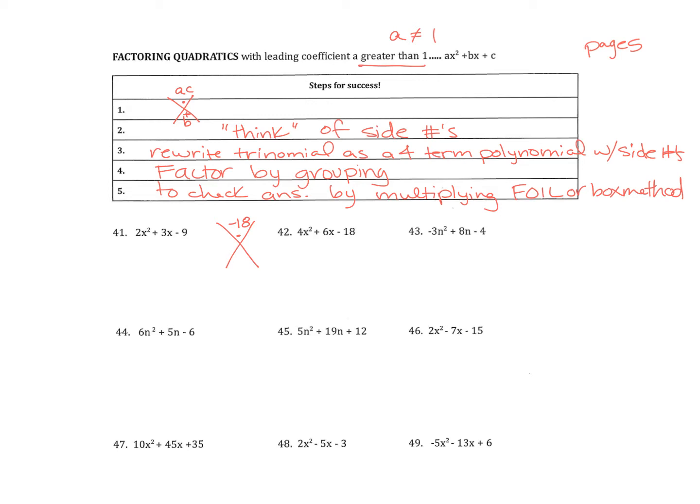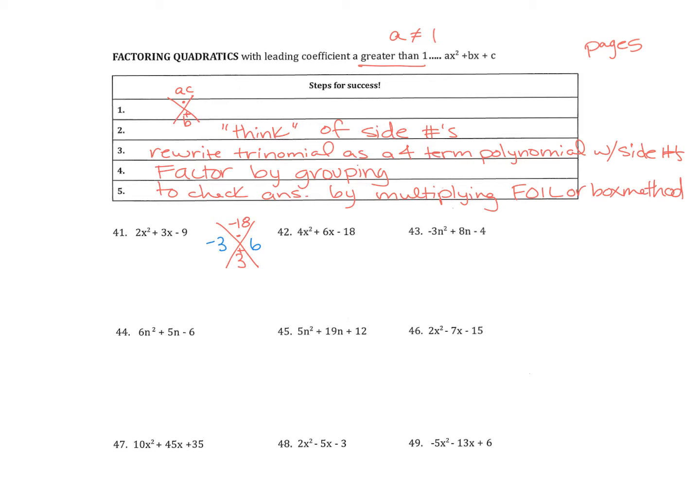And at the bottom, I have my b, which is 3, and that's the number that my side numbers are going to add to. So I'm thinking of my combinations, and I'm thinking of 3 and 6, and in order for my 3 to be positive, the 6 has to be the positive. So I have negative 3 and positive 6, and you can write them in any order. So now those are not my answers. Do not put those in factored form. You're going to have the wrong answer.